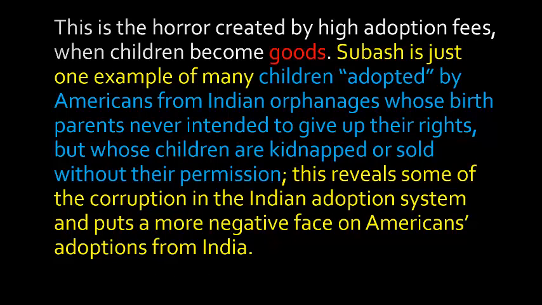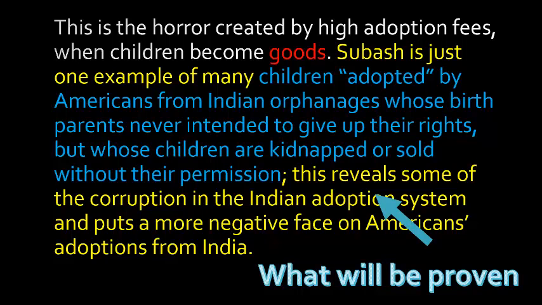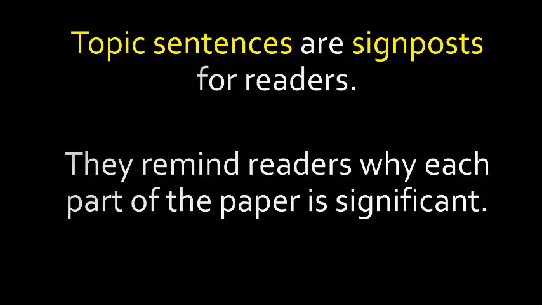Now we have in yellow and blue our thesis statement. Subhash is just one example of many children adopted by Americans from Indian orphanages whose birth parents never intended to give up their rights, but whose children are kidnapped or sold without their permission. This reveals some of the corruption in the Indian adoption system and puts a more negative face on Americans' adoptions from India. Now, all of this in yellow and blue is what's going to be proven, our thesis statement.